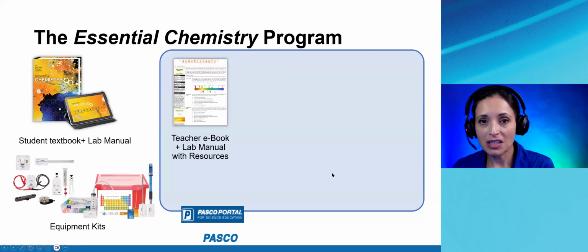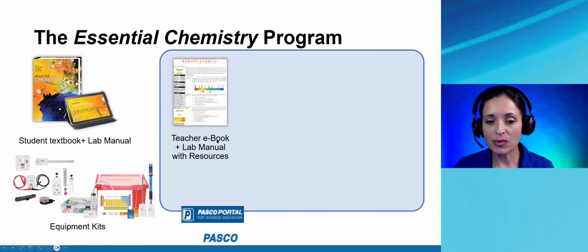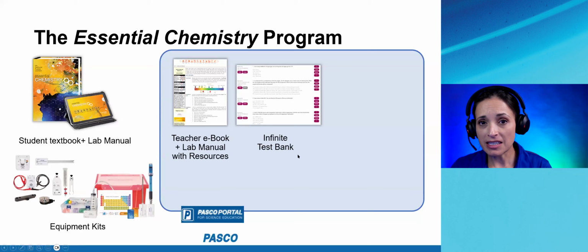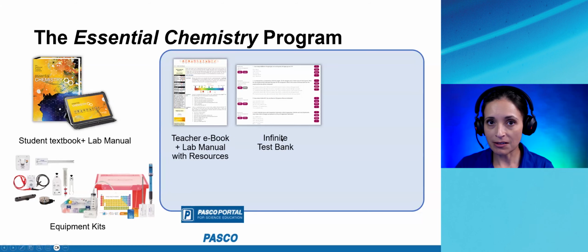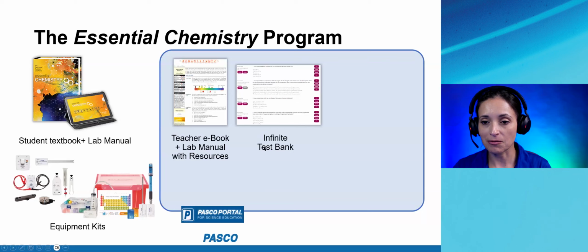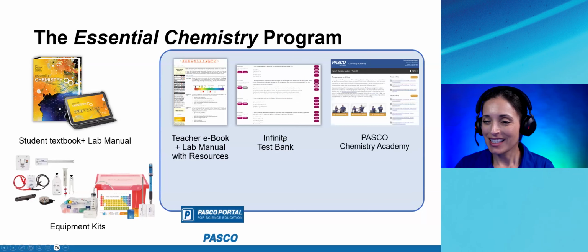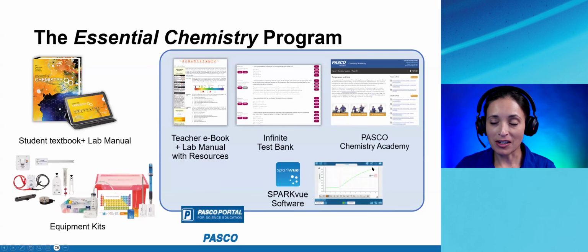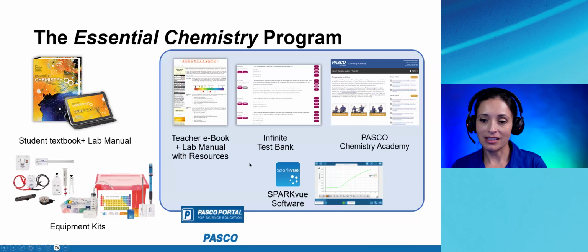What's included with the digital Essential Chemistry program is a teacher ebook with student assignments, including a lab book, an infinite test bank, infinite meaning that the quantitative questions can be regenerated with different versions so that it reduces cheating between students. The PASCO Chemistry Academy, which is a way for students to experience the lab offline, and the SPARKvue software app that we're going to use today to collect and analyze the data used with sensors in the kits.